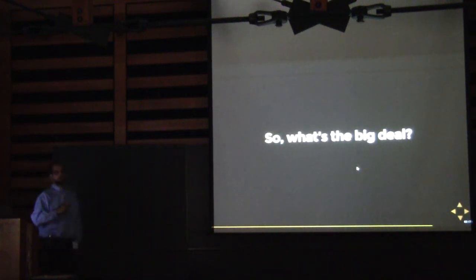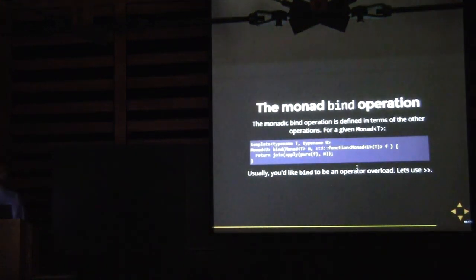So what's the big deal with monads? And that's the monad bind operation. The monadic bind operation is defined in terms of the other operations. Given a monad of type T, you can define this bind operation. It takes in a monad of type T and a function which takes in a value of type T and produces a monad of type U. And the result here is a monad of type U. Usually you'd like bind to be an operator overload, so we're just going to use right shift for this.